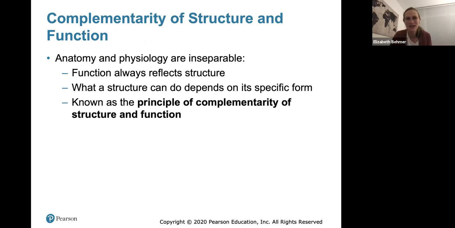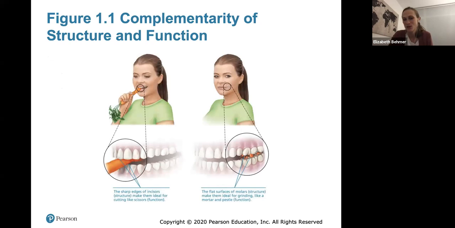It'll still be interesting. As you know, A and P are inseparable because function always reflects the structure. What a structure can do depends on its specific form, and this is known as the principle of complementarity of structure and function. So at LBCC, you take an anatomy class and you take physiology, but at a lot of colleges, some colleges are just moving into taking anatomy and physiology at the same time. So you get a whole year of A&P1 and A&P2, and that's because they're so closely related.